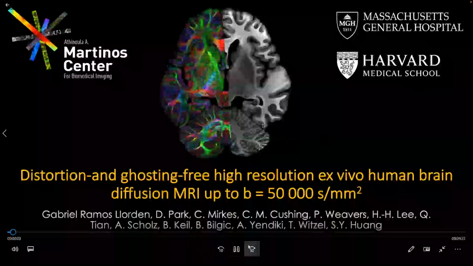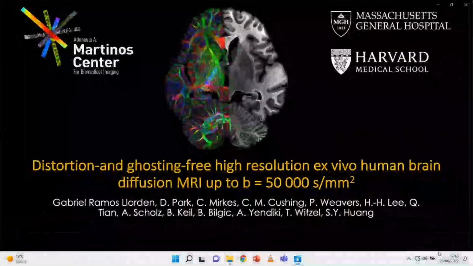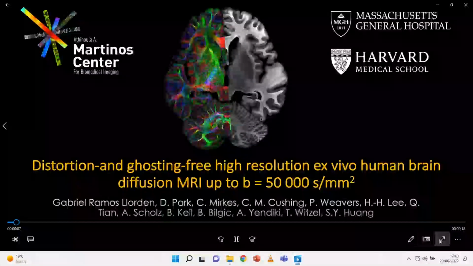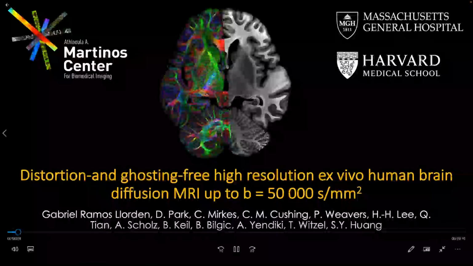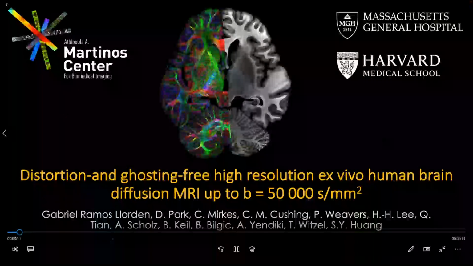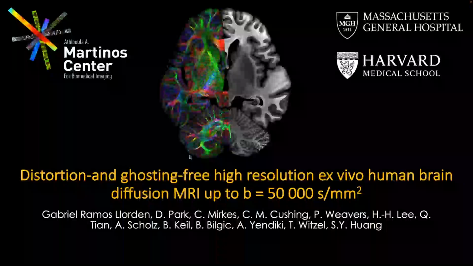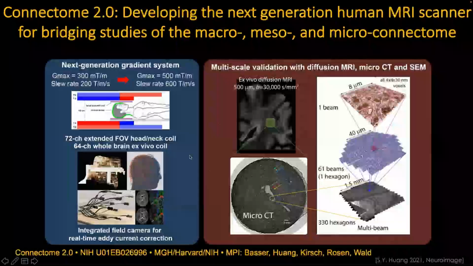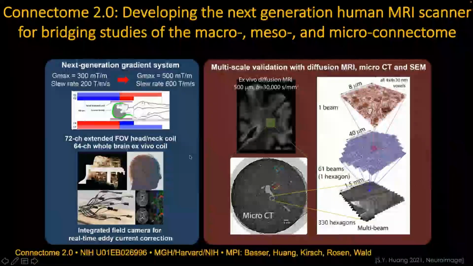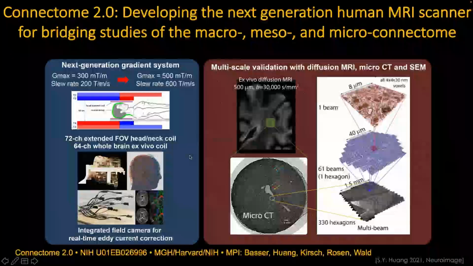Hello, thank you for coming to my talk, Distortion and Ghosting-Free High-Resolution Ex Vivo Human Brain Diffusion MRI up to b-values of 50,000. I am Gabriel Ramos Llorden, and before going to this project in detail, I would like to situate this oral presentation in the broader picture of the Connectome 2.0 project, a project that we are developing at the Martinos Center, where we are developing the next generation of human MRI scanners to bridge studies of the macro, meso, and micro connectome.